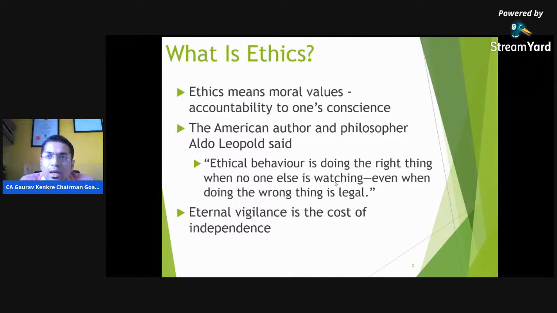So if we have earned this right of calling ourselves independent, following ethics and eternal vigilance will have to be our duty. So with every right comes a corresponding duty, and this is our duty: to be ethical, to have eternal vigilance in order to claim the right of being an independent auditor.